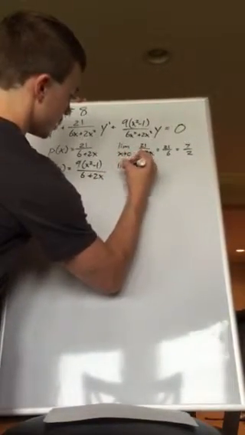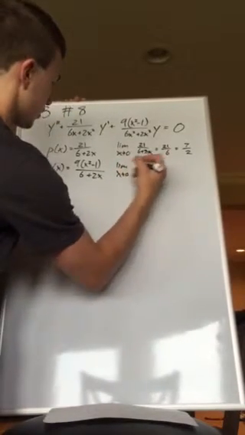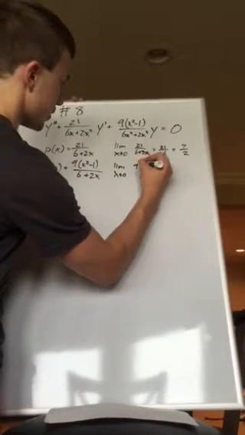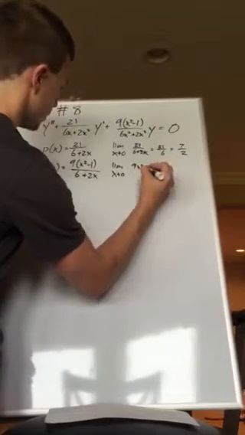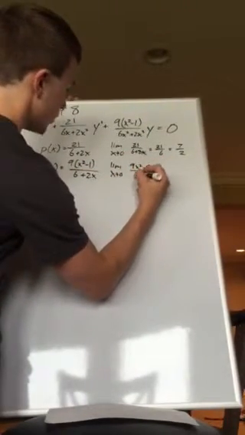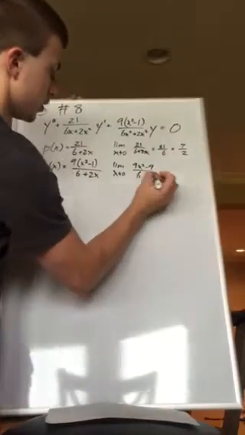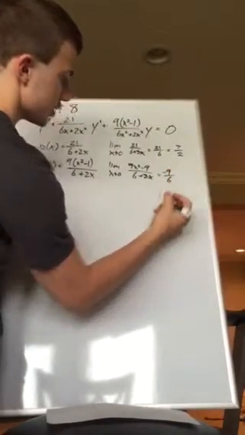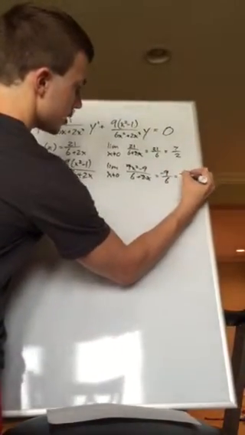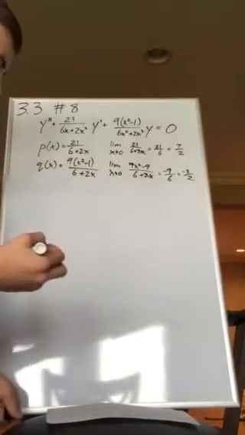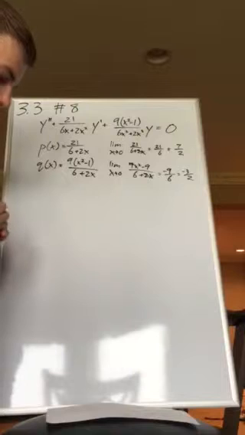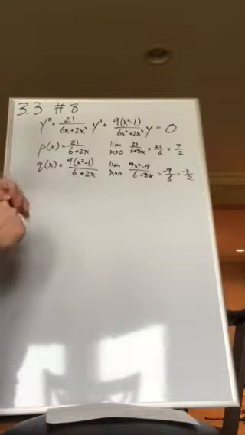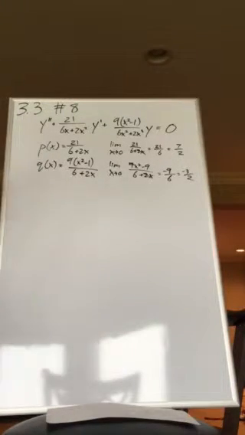Now we need to find the limit as x goes to 0 of our little q of x. I'm going to write out 9x squared minus 9, distributing the 9, over 6 plus 2x. This x and this are going to be gone, so we're going to have this equal to negative 9 over 6. This is equal to negative 3 over 2. That actually looks pretty nice. Since these exist, we can now say that x equals 0 is a regular singular point.